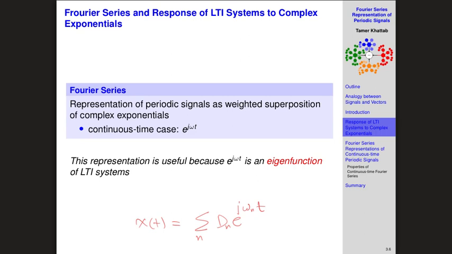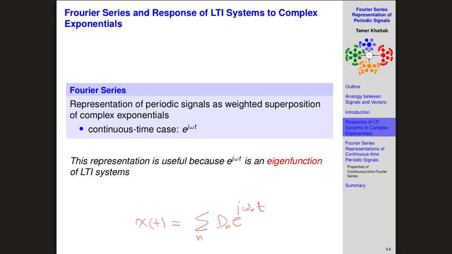Again, x of t is a time domain signal, a function of time. In order to break it down or to look at it from a frequency perspective, we still try to present it as a combination of e to the j omega n t. Why e to the j omega n t specifically? Because this is the signal that represents a single frequency.